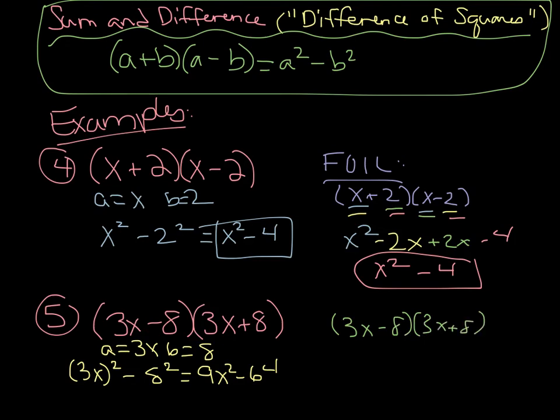So you start with 3x times 3x, that gives you 9x squared. Then you do plus 8 times 3x, that gives you plus 24x. Then you get minus 24x. Then you end up getting minus 64. So same answer, 9x squared minus 64.